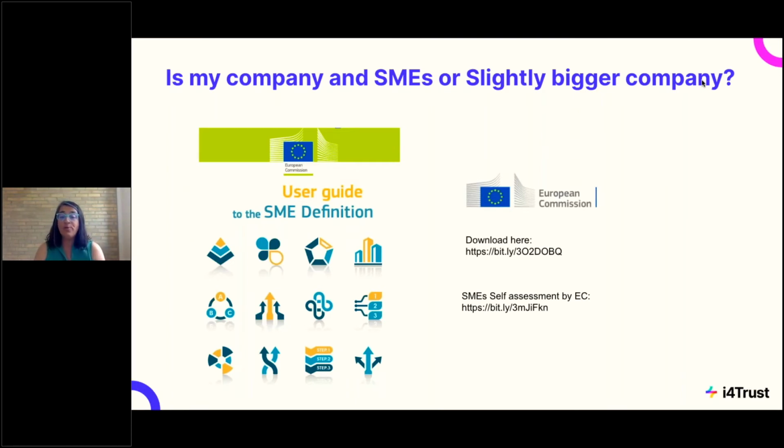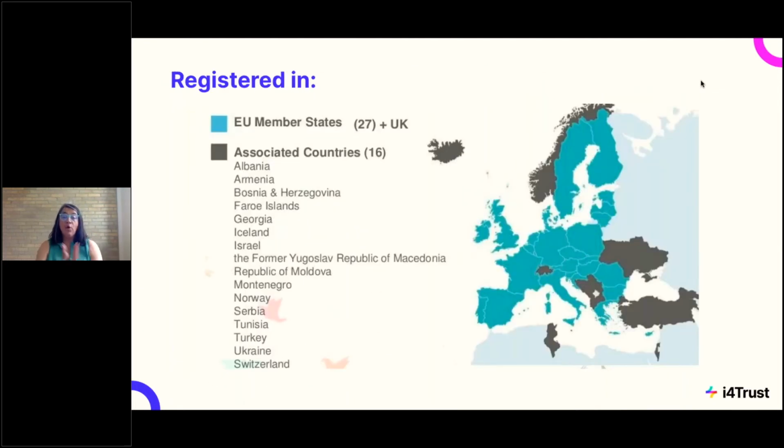The European Commission also provides a self-assessment, so you can go through a questionnaire, and at the end you will be asked to provide some information regarding your company, the linked companies, and some financial numbers. And at the end you will have a report on whether you are an SME or not. These companies have to be registered in a European member state plus UK, but associate countries can also apply, such as Bosnia-Herzegovina, Ukraine, Switzerland.